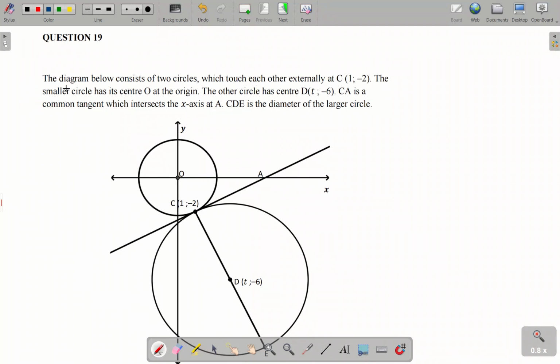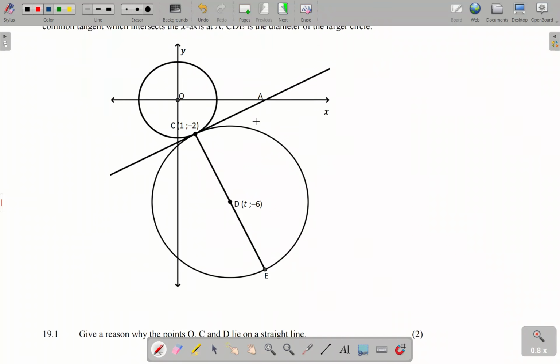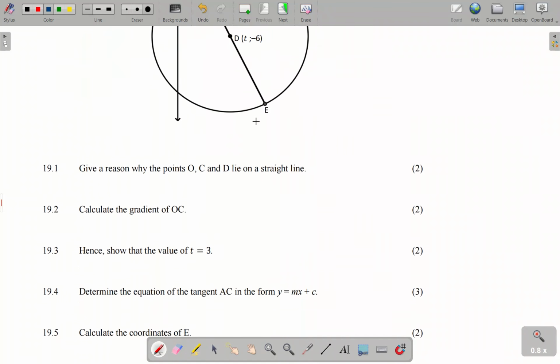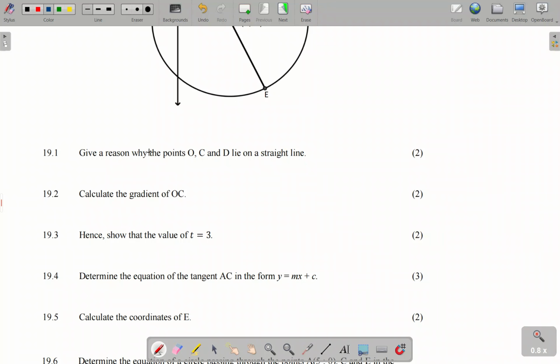So let's see, the smaller circle has its center O at the origin. We can see that CA is a tangent to that, and CD is a diameter. So guys, let's get into the questions.